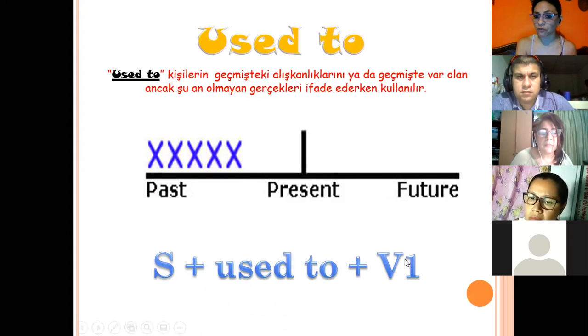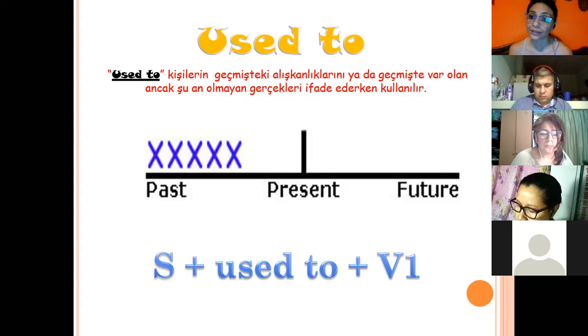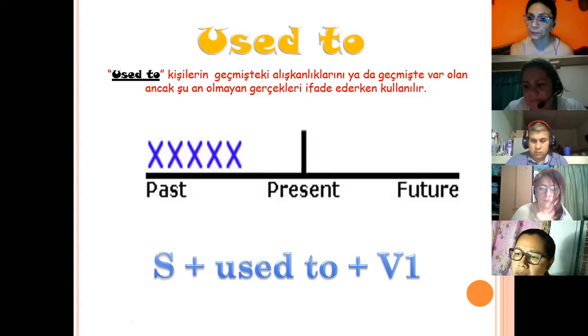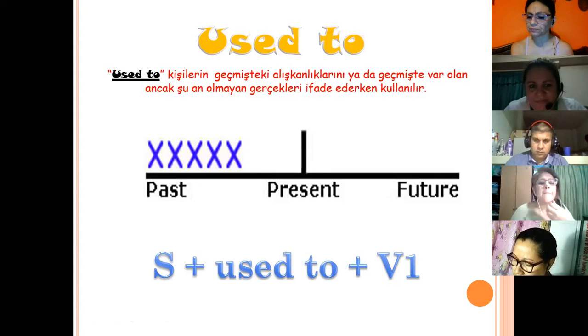When you notice verb one means it's not conjugated. So you say, I used to read a book. I used to drive. I used to play the guitar. I used to speak Chinese. I used to live in Canada. I used to wear a uniform. Whatever my verb is here is not conjugated. Okay? Do you understand that?